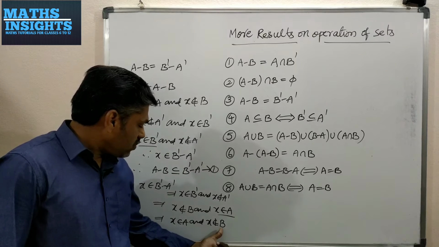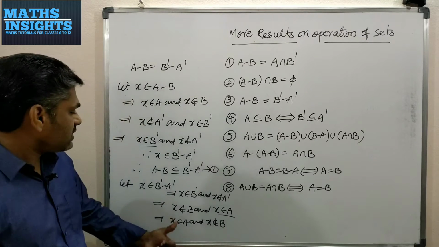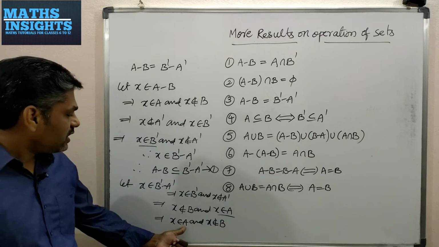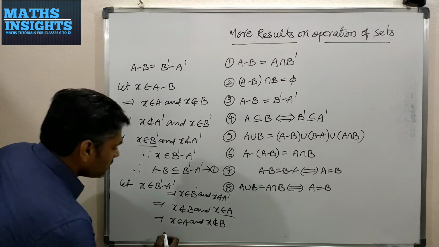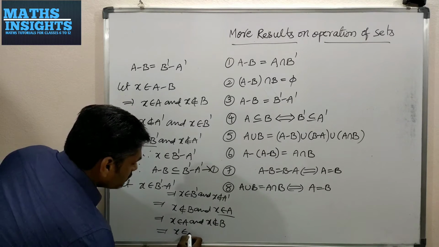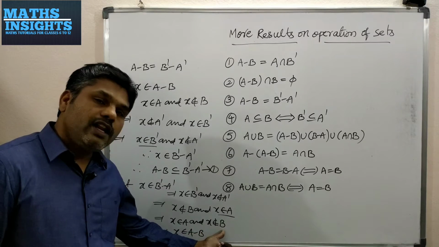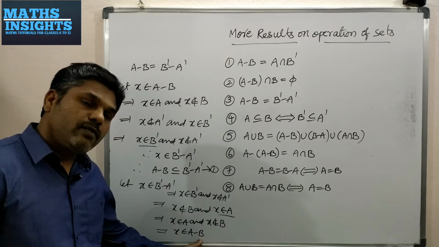See, x is not in B and is in A. How can I write it? x belongs to A minus B. That means I am not taking the elements of B, which means we have to write minus.